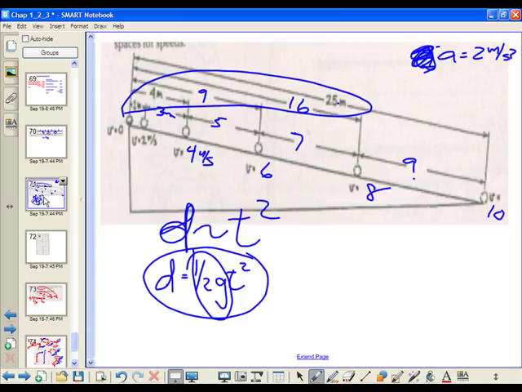Another way to look at this: acceleration times time is velocity. So if we write it like this, velocity times time is distance. It's still the same relationship as you have on that.